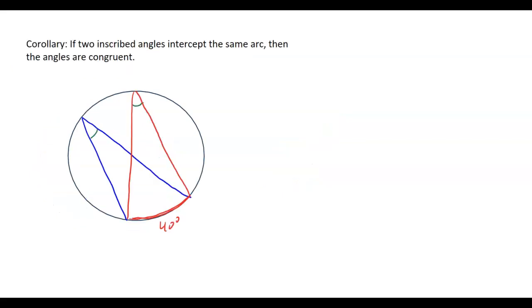And here's a corollary. If two inscribed angles intercept the same arc, then the angles are congruent. Well, that should make sense. If both these angles intercept a 40-degree arc, that means they're each half of 40, which means they're each 20 degrees, and they're congruent.